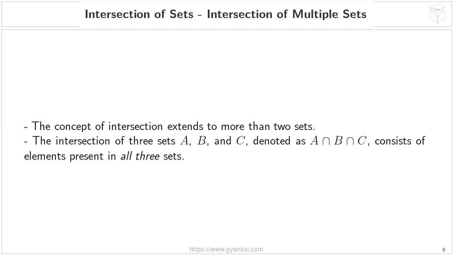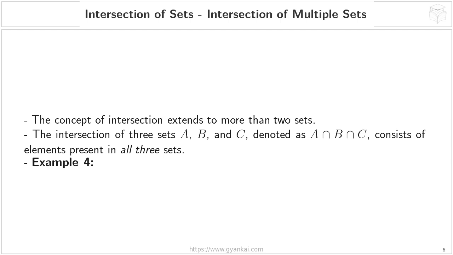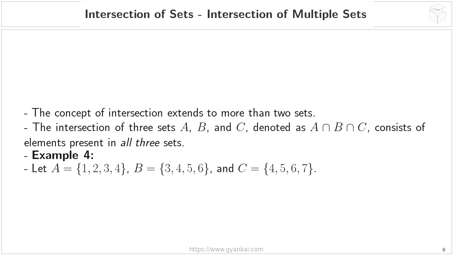Think of it as a stricter condition than finding the intersection of just two sets. Let's look at an example to make this clear. We're given three sets. A contains the numbers 1, 2, 3, and 4. B contains 3, 4, 5, and 6. And C contains 4, 5, 6, and 7.